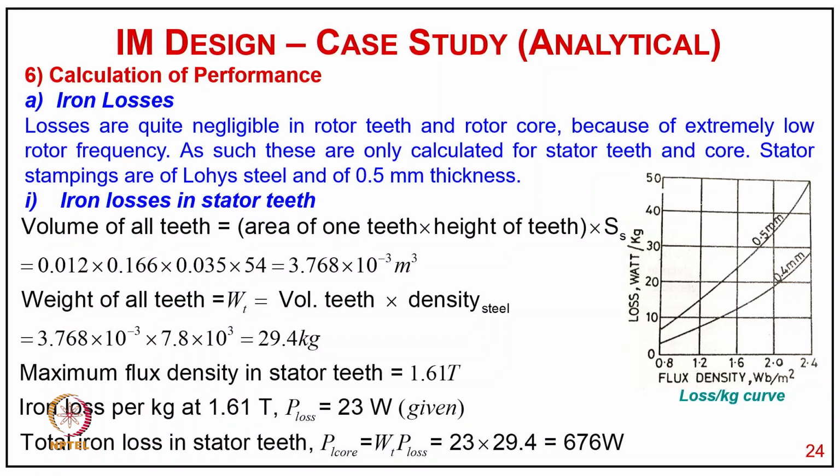So for different flux densities, because different parts of the machine have different flux densities, like we calculated. The flux density in the stator teeth and rotor teeth are different, and the flux density in the stator core and rotor core are different. So we have to use the entire characteristic because the flux density varies here.